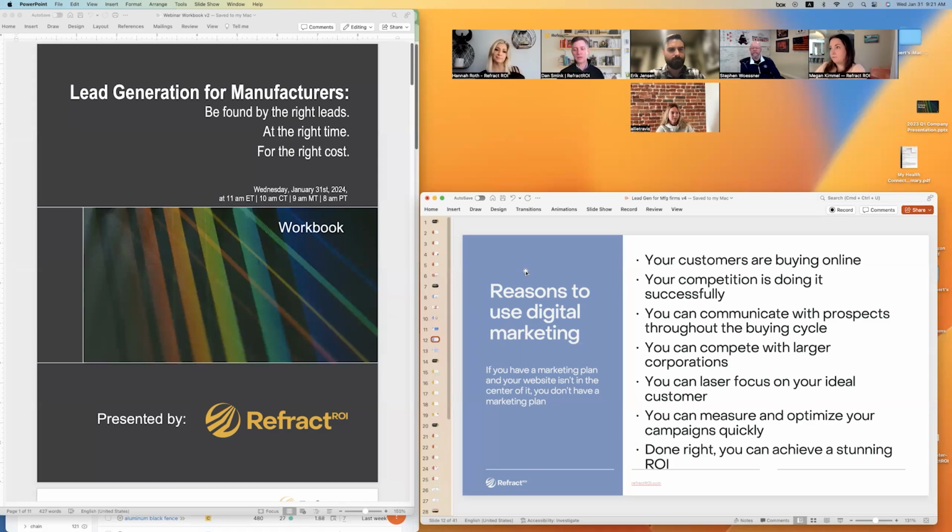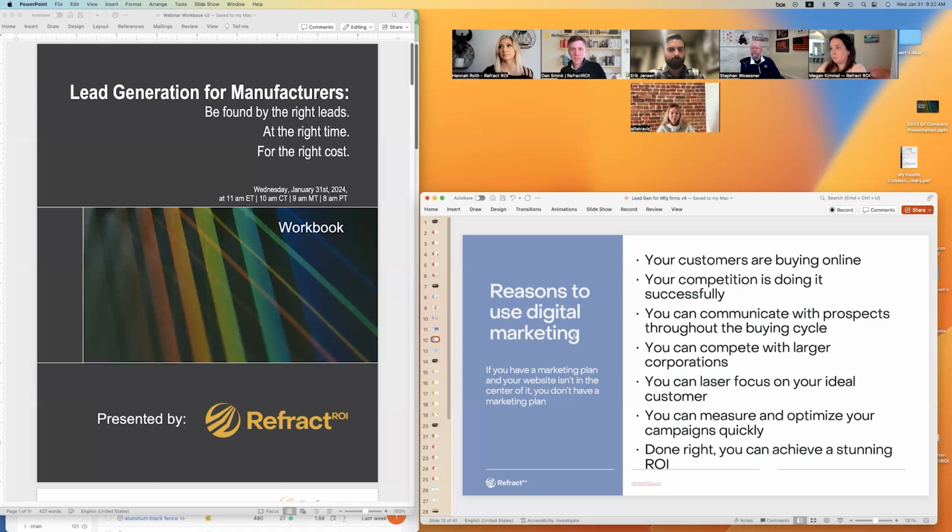You can measure and optimize your campaigns quickly. So one of the beauties of digital marketing is that we can almost in real time see how well a campaign is doing. So in days or weeks or months, you can figure out what's working and what's not working, and you can stop investing in things that aren't, and you can up your investment in things that are working.